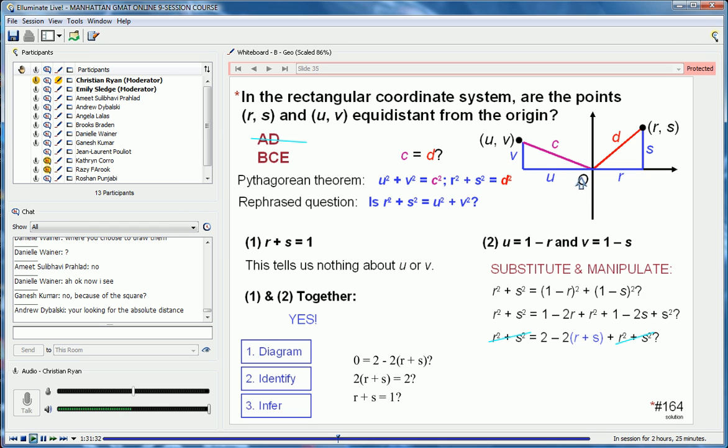Distances in the coordinate plane will be the x-coordinate squared plus the y-coordinate squared if you're looking for distance from the origin, from 0, 0. If you're looking for distance between 2 points, then you take the difference of the x-coordinates and square it, and the difference of the y-coordinates and square it.